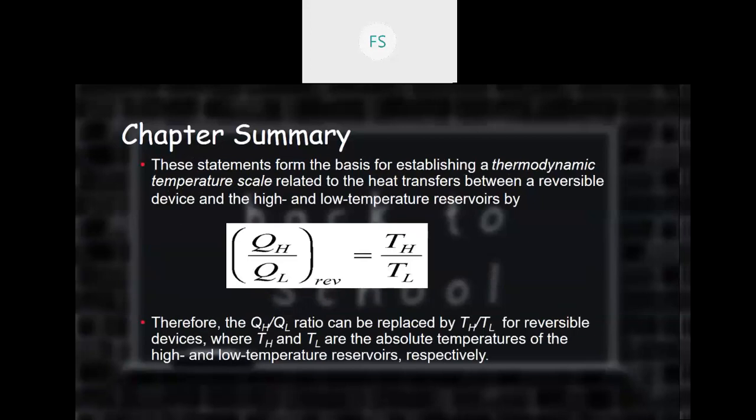And then these statements form the basis of establishing a thermodynamic temperature scale related to the heat transfers between a reversible device and the high and low temperature reservoirs, where QH over QL for a reversible process equals TH over TL. Therefore, the QH over QL ratio can be replaced by TH over TL for a reversible device, where TH and TL are the absolute temperatures of the high and low temperature reservoirs respectively.